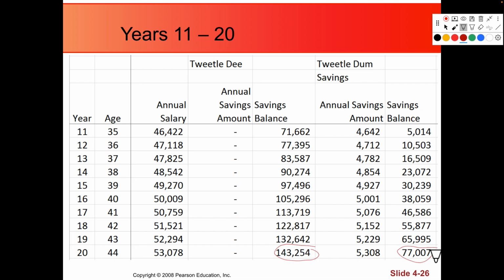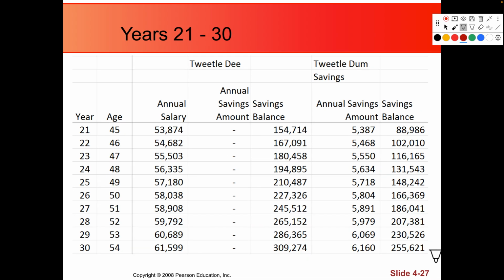Well, Tweedledum says, give me 10 more years. Do you think he'll catch him then? You saw this story, huh? He still hasn't caught him. Tweedledee, after 30 years, has 309,000. This was just on putting the first 10 years away and stopping. Still, Tweedledum has put in for 20 years and can't catch him.